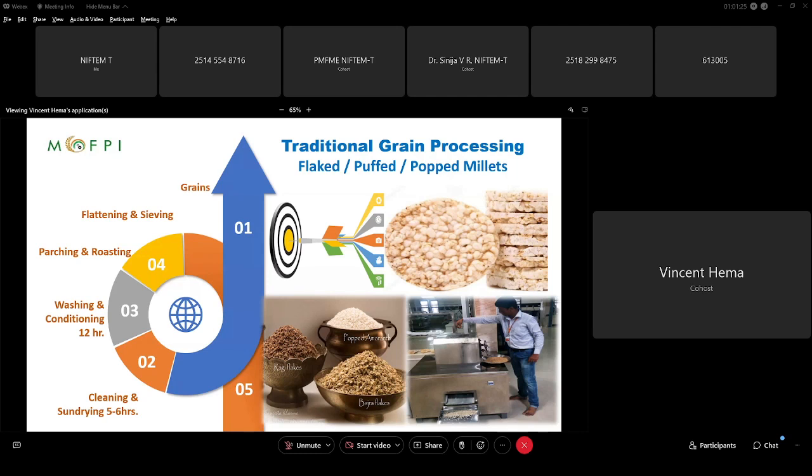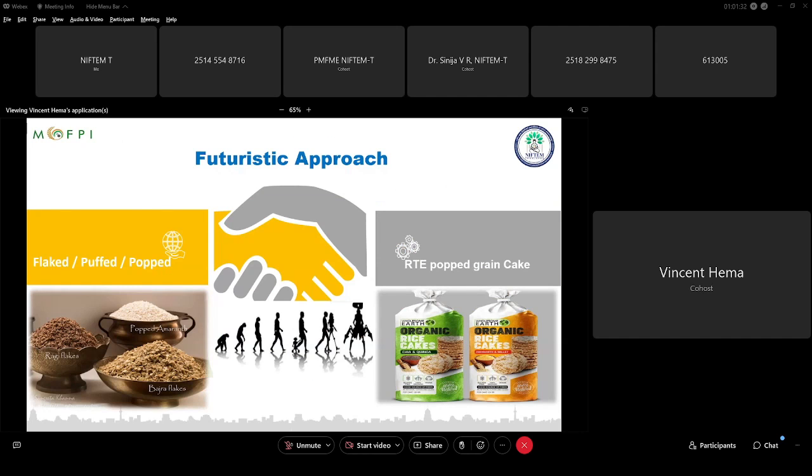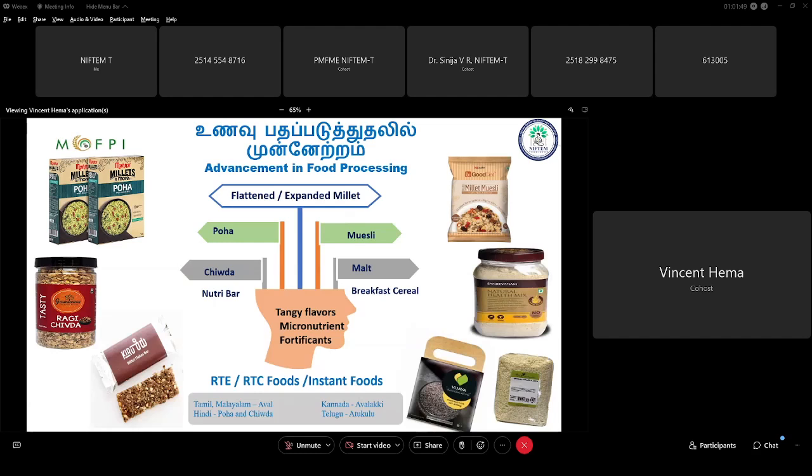Further, we can compress it and make it a pressed cake that will be convenient to the consumer, and it also has a good amount of vitamin B. So the futuristic approach will help us get into value addition in rice and milling industries, and further into tertiary processing. Those flaked, puffed and popped rices we can make into rice cake, which will be a convenient choice. And recently, ready to eat, ready to cook and convenience products have good demand in the market.